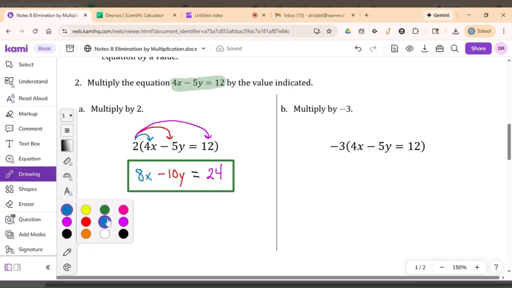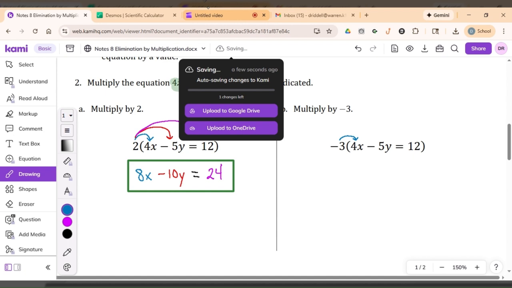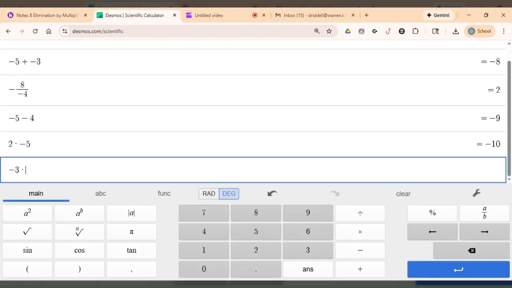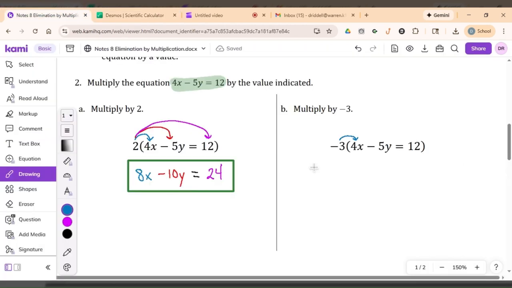So let's watch here. Drawing arrows again, showing what I'm multiplying each time. So right now we're taking the negative 3 times 4x, and we can look, negative 3 times 4 is negative 12, okay? So that's going to give us negative 12x, because there's an x with the 4. Okay, so then after that, we're going to take negative 3 times negative 5.